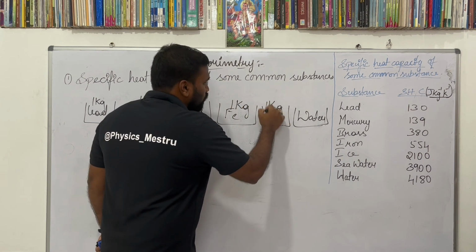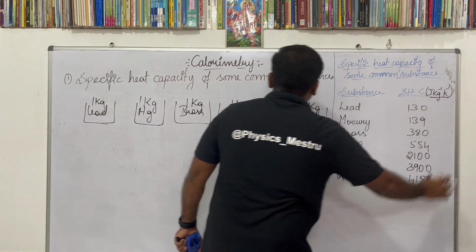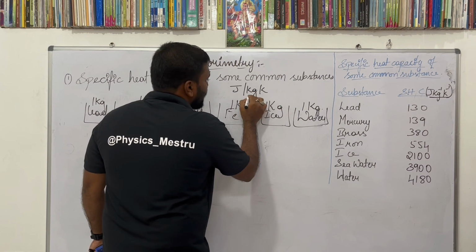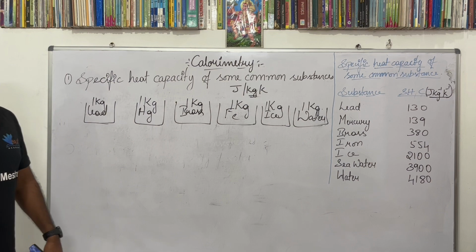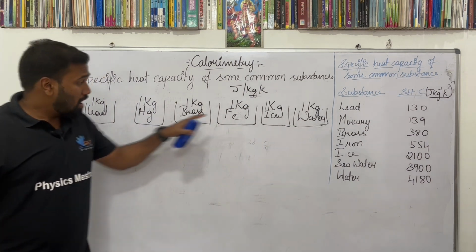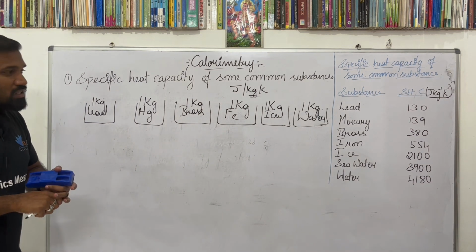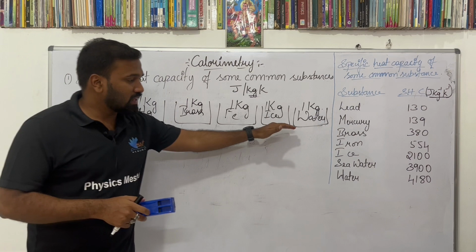Okay, fine. So why did I take only 1 kg? Because the unit is joules per kg Kelvin. So per kg means what? Unit mass, that is 1 kg I am taking. All the masses are the same, the materials are different, and the specific heat capacities are different. What does this specific heat capacity indicate? To know that, we are taking these examples.